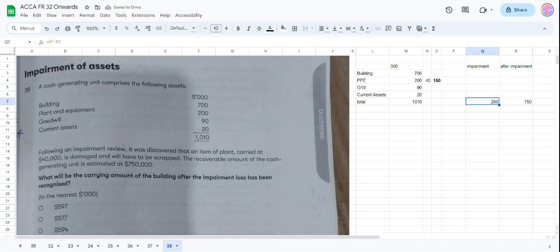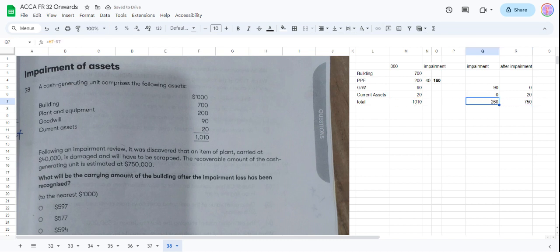So if we have 260 of impairment, out of which 40 is already allocated to PP&E, there will be some remaining amount also. This 40 is already given, and then we need to calculate some further impairment on this. So we have 160 and then we are going to calculate this impairment. So we will allocate the full 90 of goodwill. So after impairment, goodwill will remain 0. There will be no impairment on current assets. Okay. So this will be just 0 only.